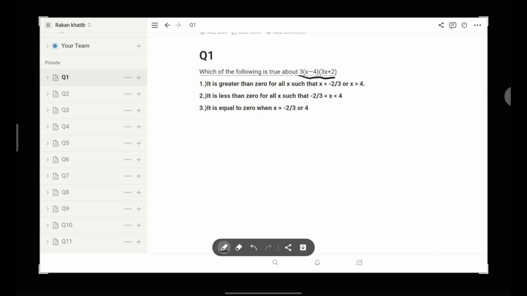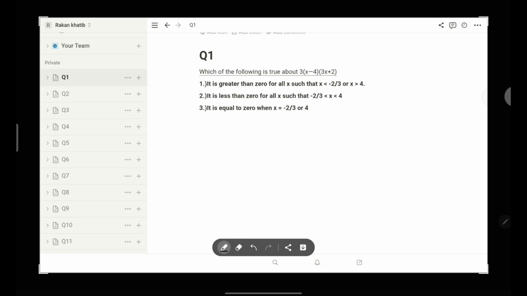So we just put x as any number smaller than -2/3, like let's say -1, or a number bigger than 4, let's say 5, right? And you can just put whichever one, it doesn't really matter. Put it instead of x and see what your answer is. And if it is greater than 0, then your answer is correct, like how it is right now.